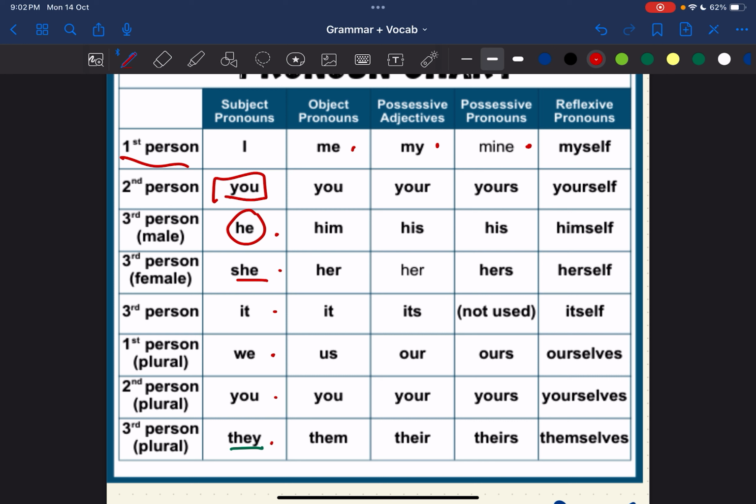This is me. Right? I learn it myself. But if I want to show reflexive, then like this: you, your, yours, yourself. Him, his, himself. Her, hers, herself. It, its. This is not used: itself. Now, its and it's.